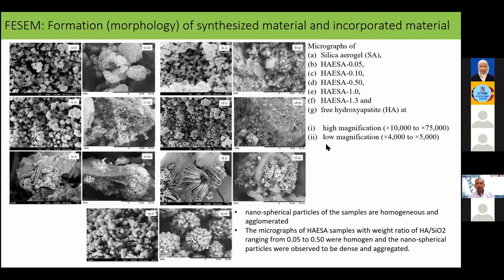This is actually the micrograph of silica aerogel samples with different amounts of hydroxyapatite. Hydroxyapatite is one material, and we incorporate it inside the silica aerogel using the sol-gel technique. It will agglomerate and then encapsulate. We're using the term incorporate: hydroxyapatite inside the silica aerogel, and then we use FESEM to know the formation of the hydroxyapatite incorporated inside the silica aerogel.